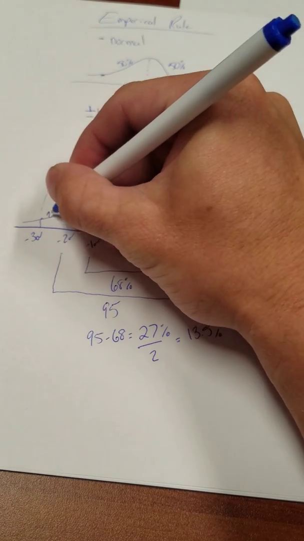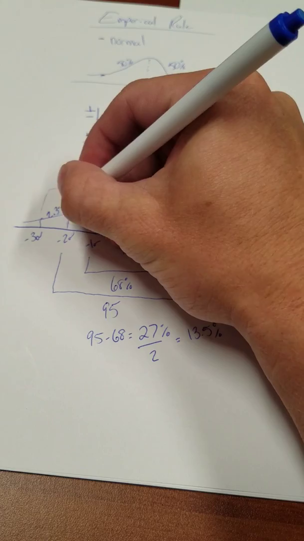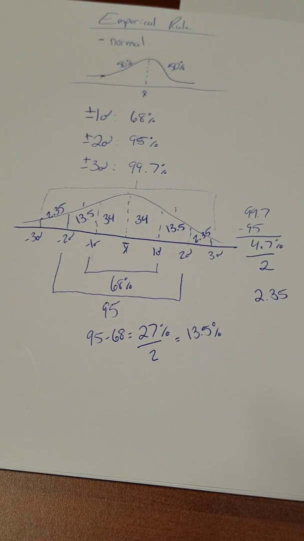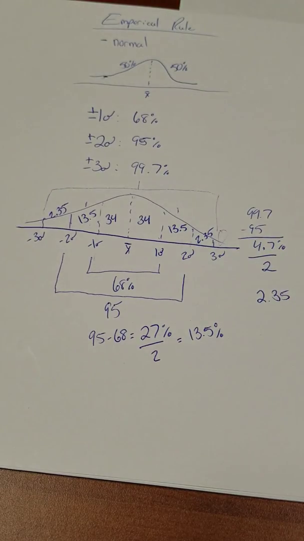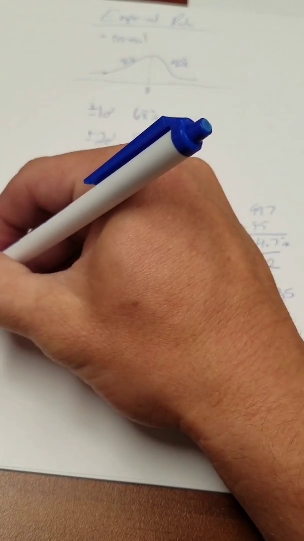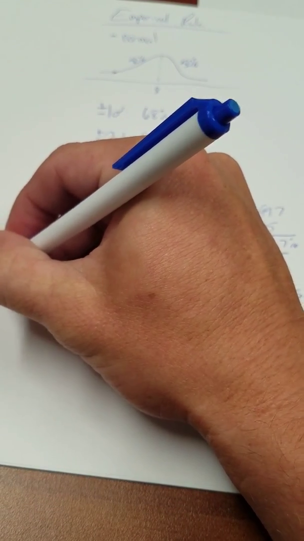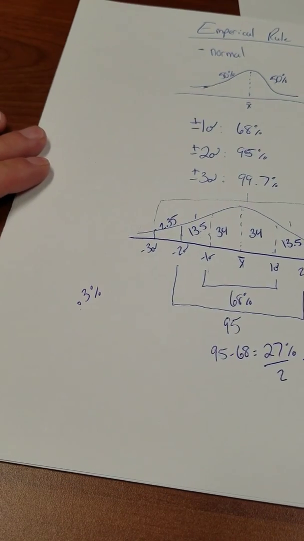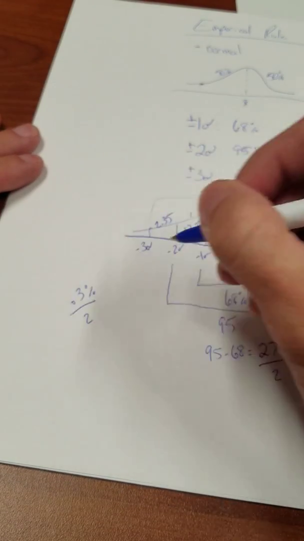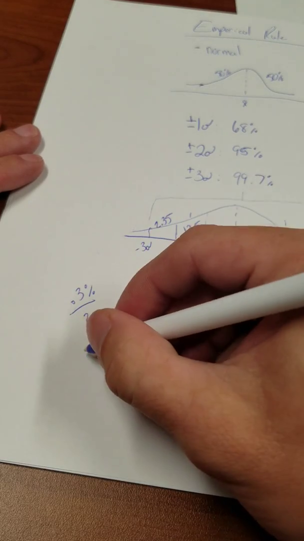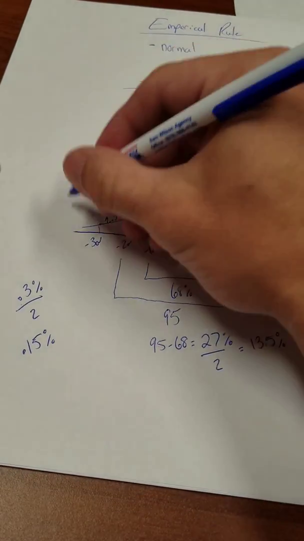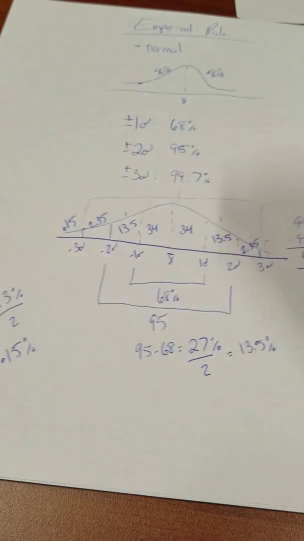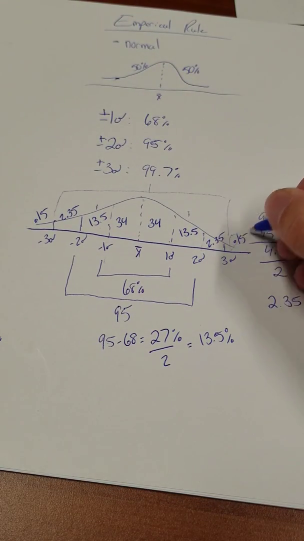Now, that's only 99.7%, which means there's a little bit left over. Way out here, outside of 3 standard deviations, there's only 0.3% of my data left. Okay? Take that, divide it by 2, because there's 2 equal regions, 1 on each side. That gives me 0.15% of my data. So this is 0.15, and this is 0.15.